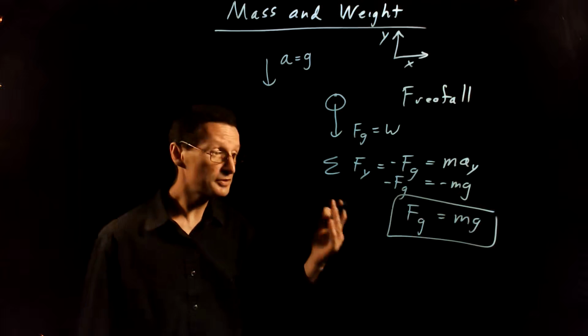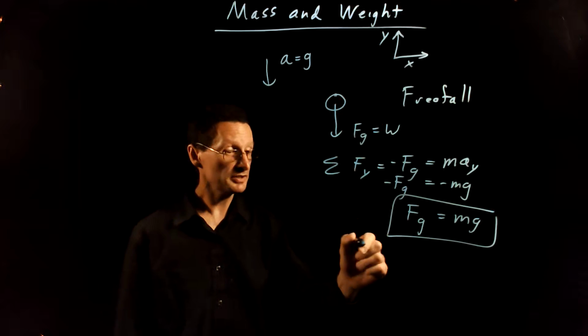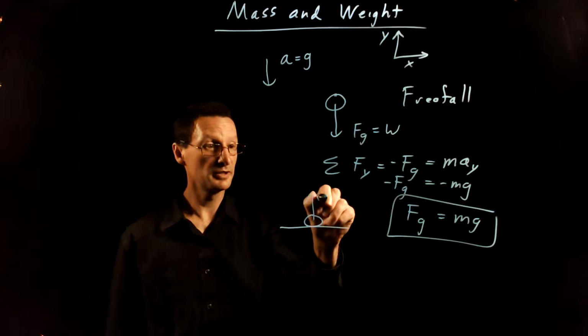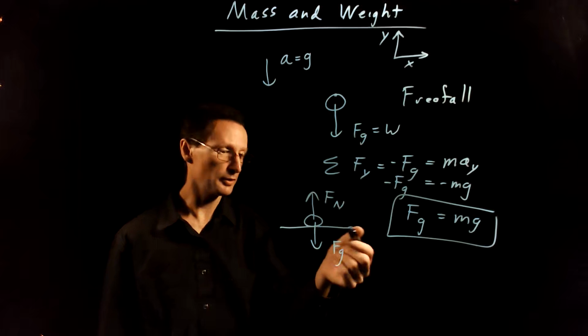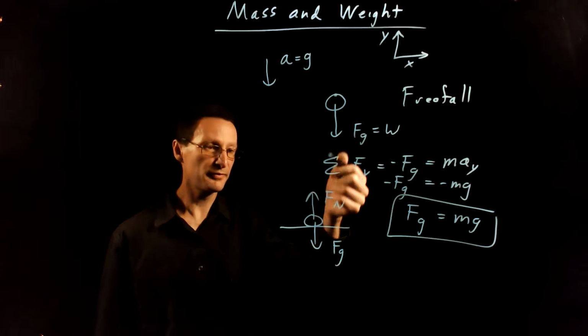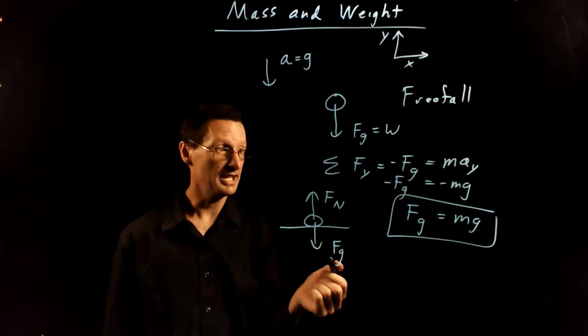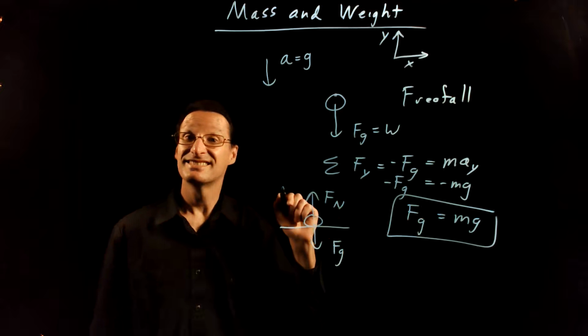Or in other words, Fg is equal to mg. Okay. Now this is true, of course, in free fall, but this is also true if the object is just sitting on the ground and is subject to a normal force. Gravity doesn't care whether the object is in free fall or sitting on the ground. The force is going to be the same. It's mg, even if the acceleration is not g in this case.